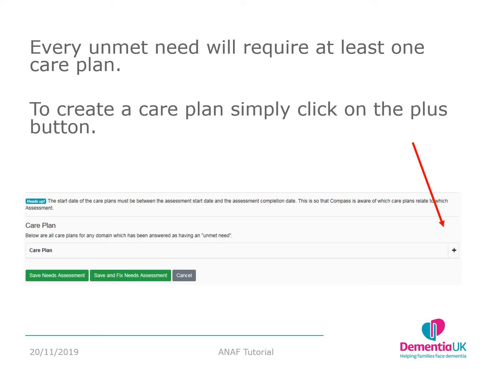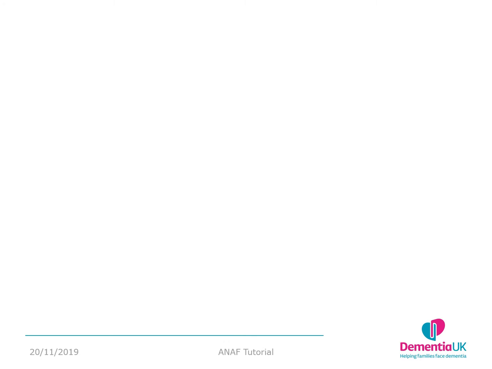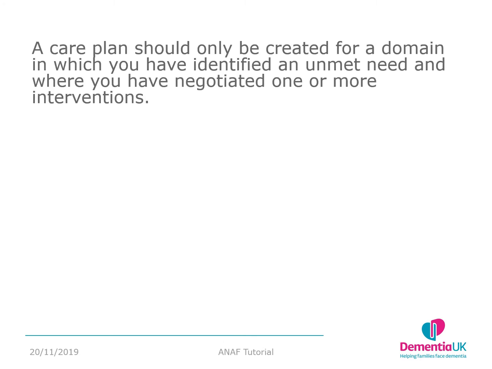Every unmet need will require at least one care plan. To create a care plan, simply click on the plus button. You scroll to the bottom of the screen after your notes and click on the plus button. That will create a single care plan. Click on that for each subsequent care plan.